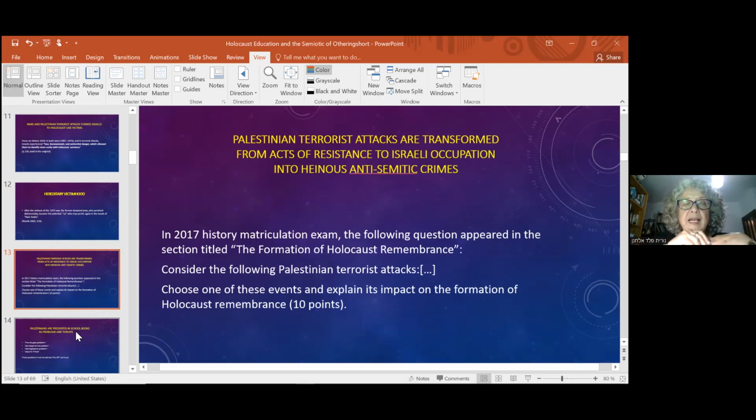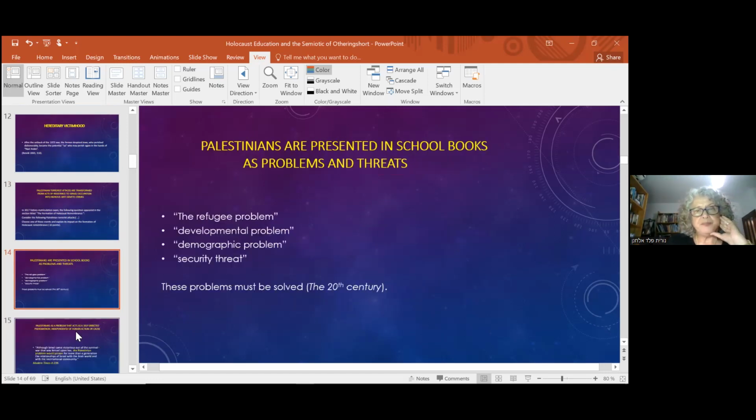Even in the final matriculation exam, in the section on the formation of Holocaust remembrance, the students had to consider terrorist attacks and explain their impact on the formation of Holocaust remembrance. So you see, it's all mixed up together. Until today, Palestinians are presented in school books only as problems and threats.